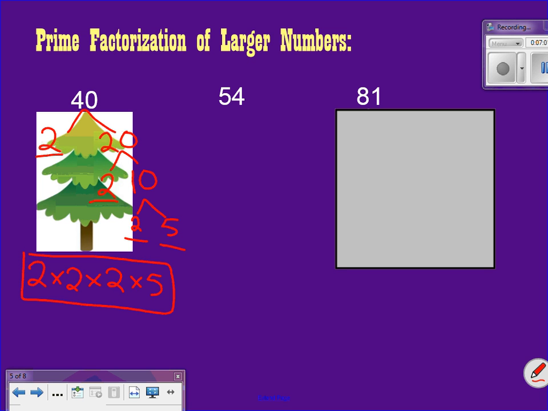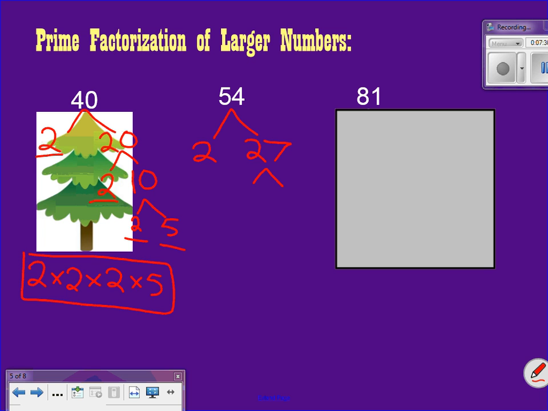Next, let's try it with 54. So we'll start with 2. What's half of 54? Let's see here. Half of 50 is 25. So 26, 27. 2 times 27 would be our first step in factoring 54.